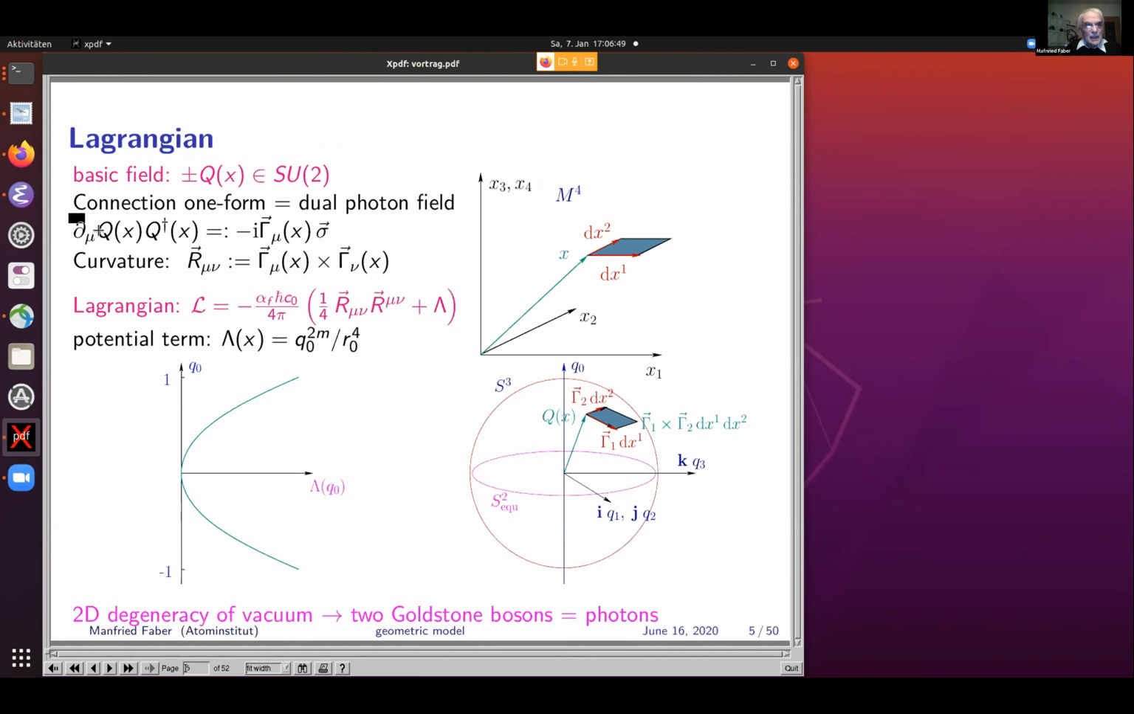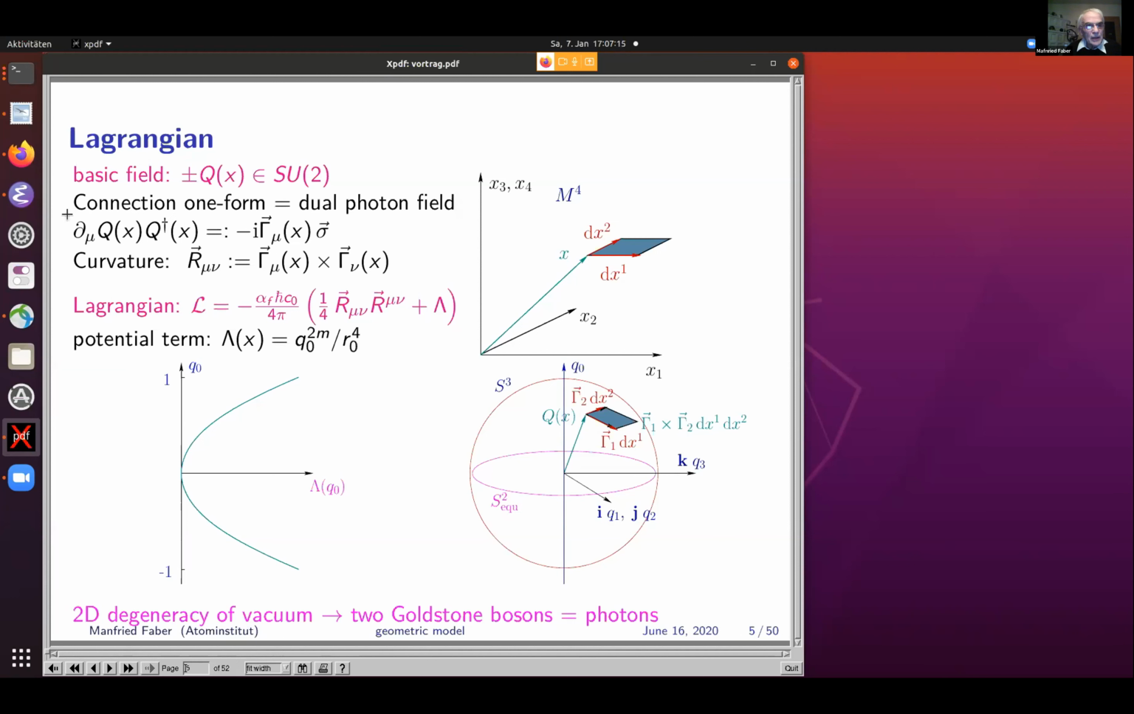I calculate derivatives of Q, d mu Q. These are just tangential vectors on S3. If you have here S3, then this is the Q field here, a point. So to every X corresponds a point on S3. So this means a rotational matrix which describes rotation of a Dreibein, of a triad. Then these tangential vectors are just vectors here.